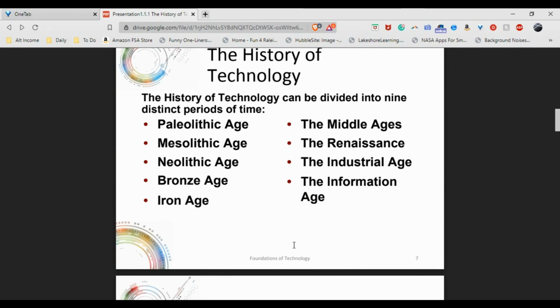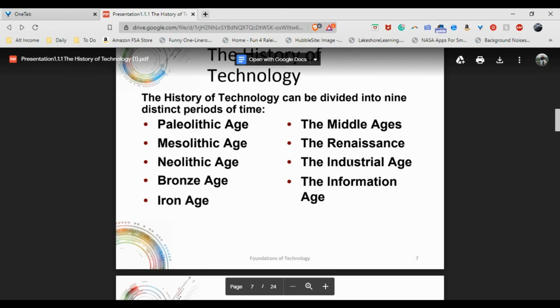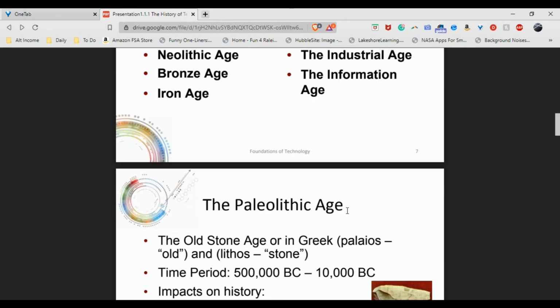So as far as the history, we're not going to go into too much detail. Every one of these is a course in and of itself. But we're going to look very, very briefly in this lesson at the 9 different periods of time: Paleolithic, Mesolithic, Neolithic, Bronze, Iron, Middle Ages, Renaissance, Industrial, and the Information Age.